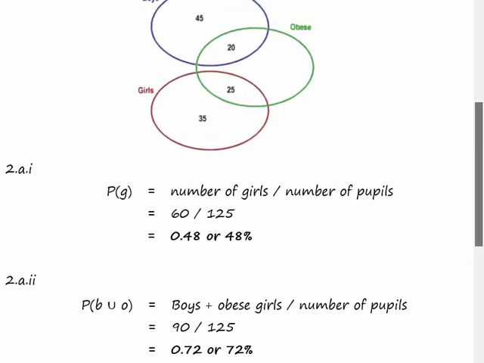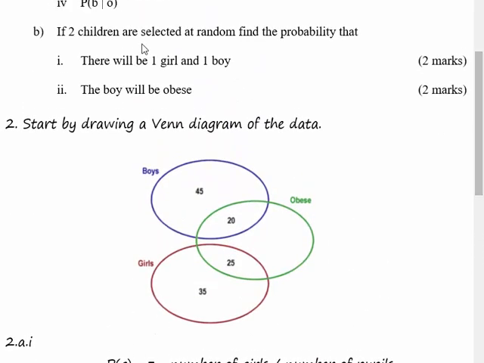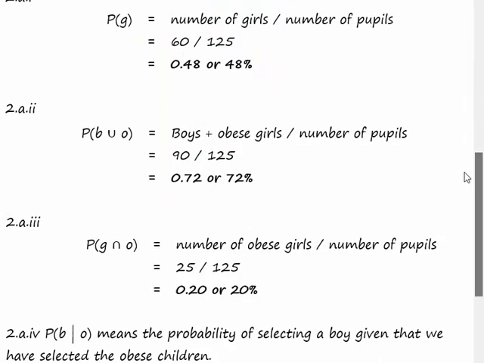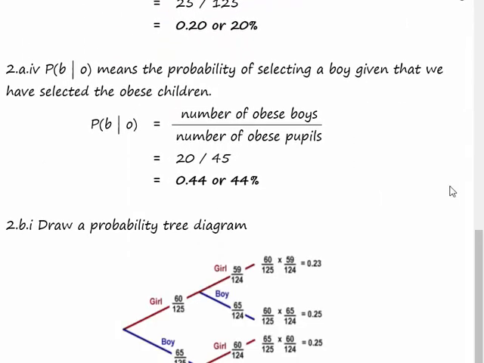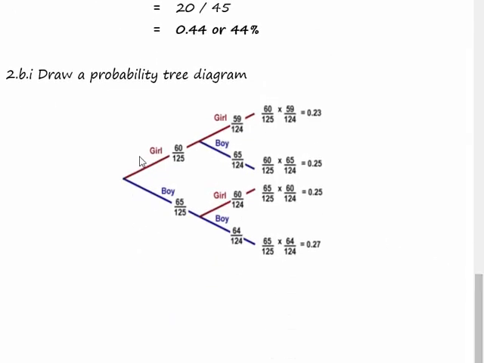Now we get on to part B. If 2 children are selected at random, find the probability that there'll be one boy and one girl. Well, to do this, I'm going to start by drawing a probability tree diagram. So the first child could be a girl or a boy, and those are the probabilities of each. Having chosen the first child, the second child could be a girl or a boy, and those are the probabilities. And again, the same goes down this track here.